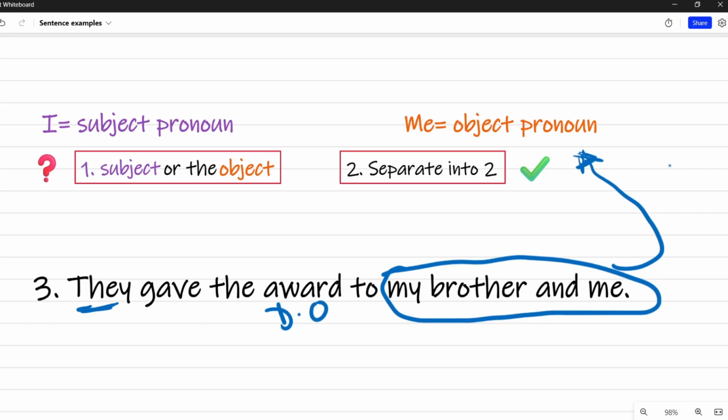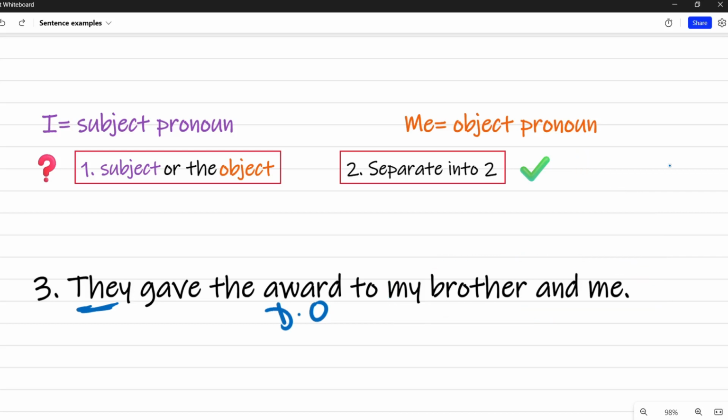So let's do test number 2 and see if it still works. I'm going to remove this part to clear up the confusion, and see if it works. "They gave the award to," I need to remove this word too. "They gave the award to me." It works. We are good to go.